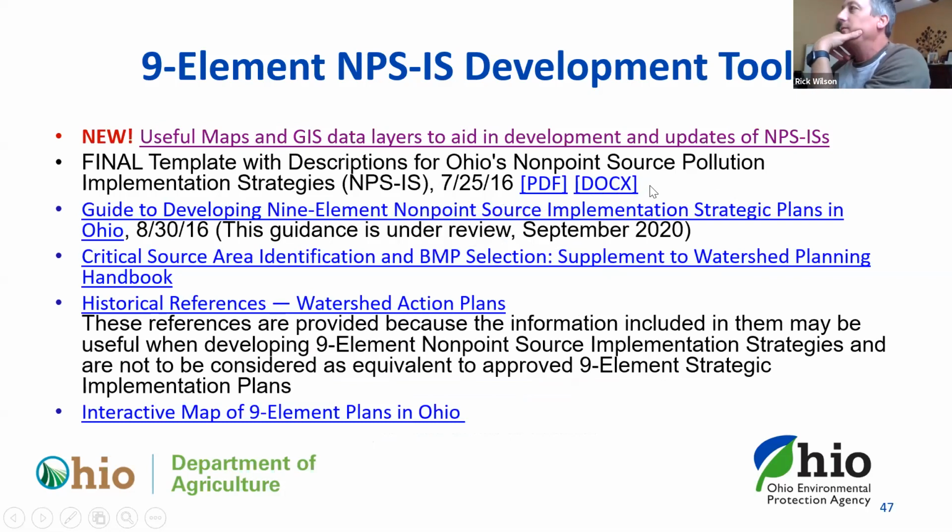And there's still a lot of good information on what should be in each and every section of the 9-Element Plan. The guide that we discussed earlier is under review or under update, and as of today, we hope to get this done by the end of the year. The handbook on source area, critical source area, is available here. All the watershed action plans are available here.